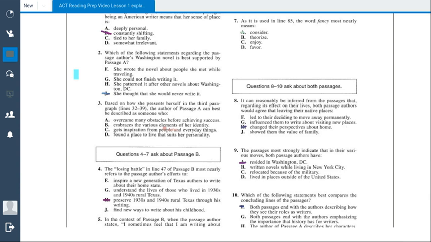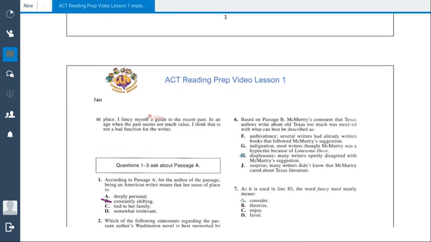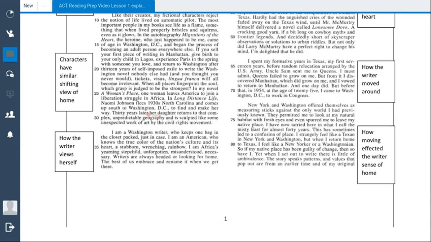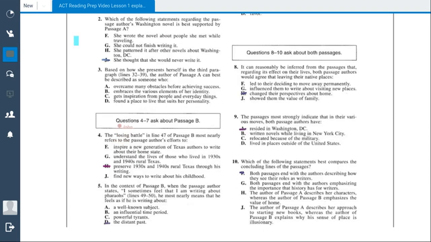Based on how she presents herself in the third paragraph in lines 32 through 39, the author of passage A can best be described as someone who. So we're going to go to those lines. And it says that she keeps one bag packed. She's writing the true color about the nation. She talks about all these different things about herself. So she's basically embracing various elements of herself. So that one would be 3.